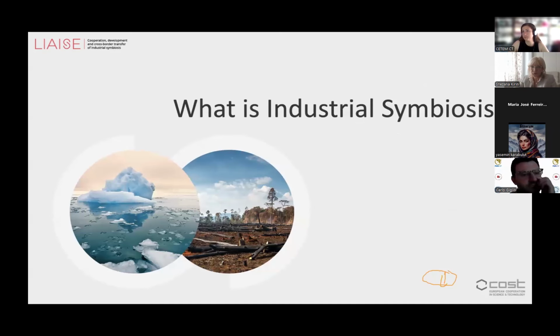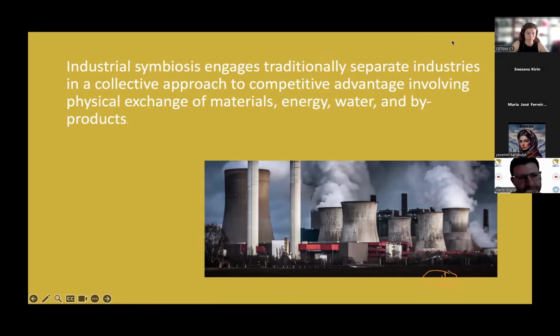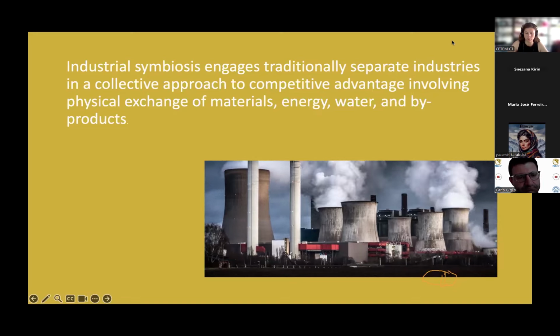What is industrial symbiosis? Industrial symbiosis, in other words, is a system where companies collaborate to turn one's waste outputs into another's inputs, creating mutual environmental and economic value.